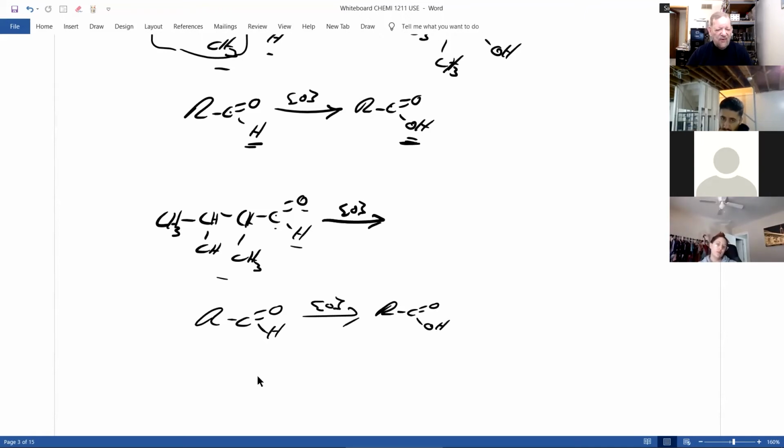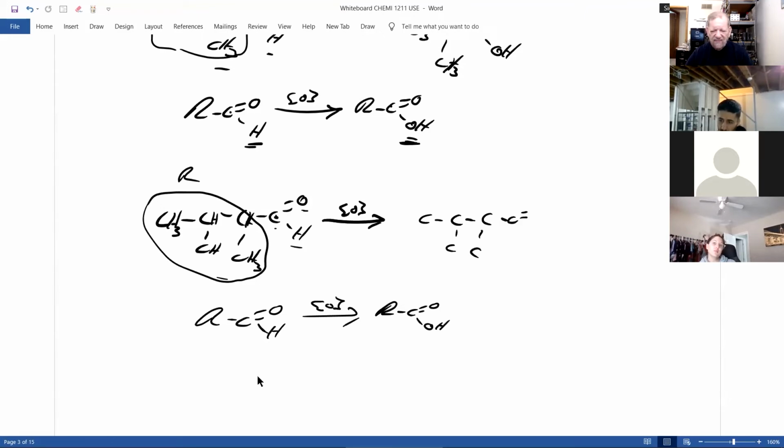And now, what's my R group? This. Three carbons across, with two methyls. Then this carbon here, which is this one, becomes this one here, and it has the hydroxyl group attached to it. And that's the carboxylic acid you made.